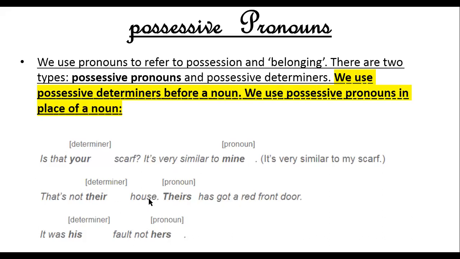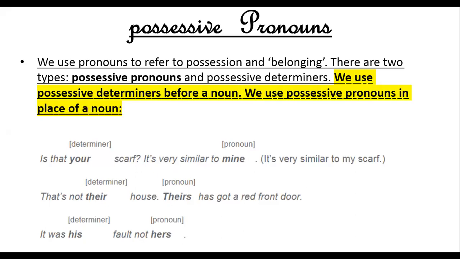That's not their house. "Their" is a determiner, because you're asking, does this house belong to them or not? So that's not their house. We're saying here, this house does not belong to them. So theirs has got a red front door. Theirs here means their house. But because I don't want to repeat the noun again, which is the house, I said theirs. So theirs here is a possessive pronoun, because it is in place of the determiner and noun, their house.